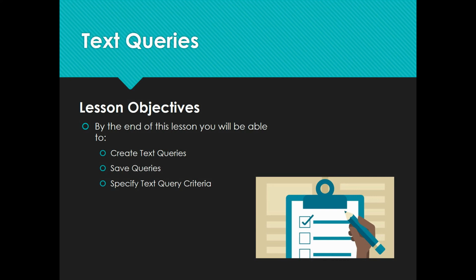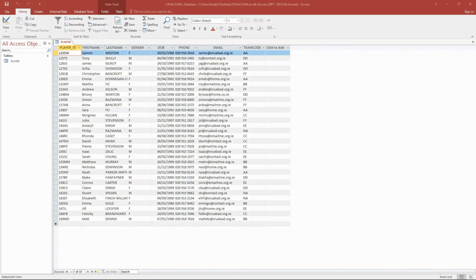Okay, so we're going to have a look now at a sample database. What we have here is a sample database. This extract was taken from a past Edexcel exam paper. This was for a badminton tournament, and these are the people that wanted to join that tournament. So the information we have here is the player ID, their first name, their last name, their gender, date of birth, phone number, email, and the team code, which is the team that they belong to.